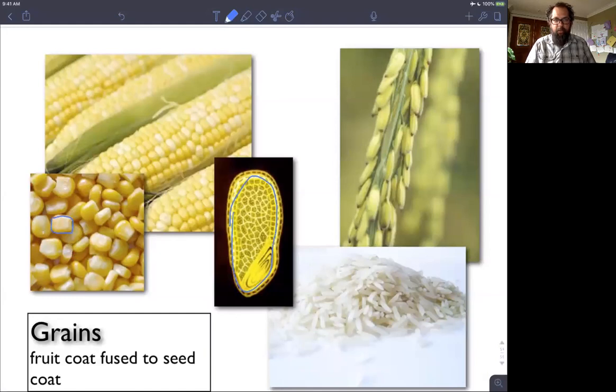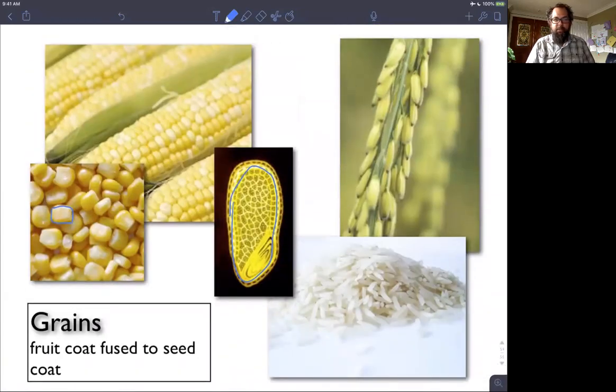And so all of the grains, when you're eating your rice or eating your bread, you're actually getting your fruit intake as well. Okay, I'm going to go ahead and stop us there. That wraps us up with this material.